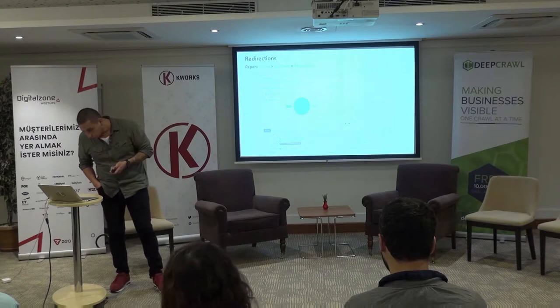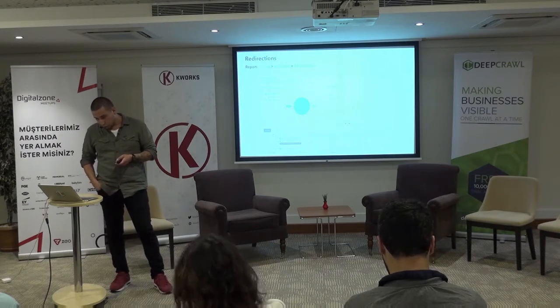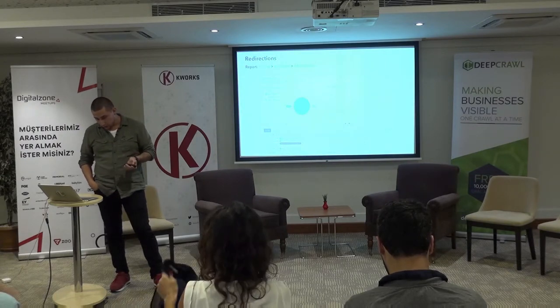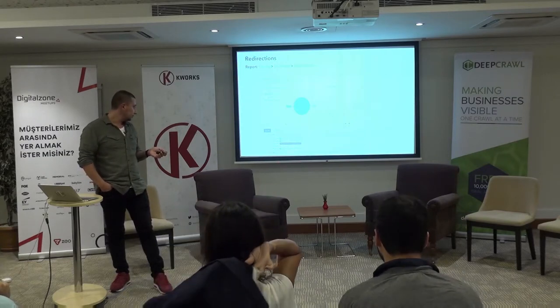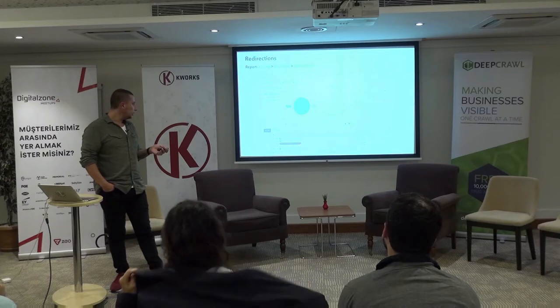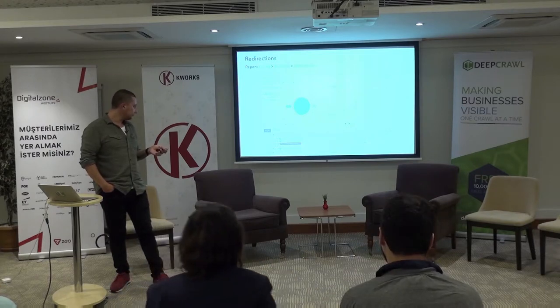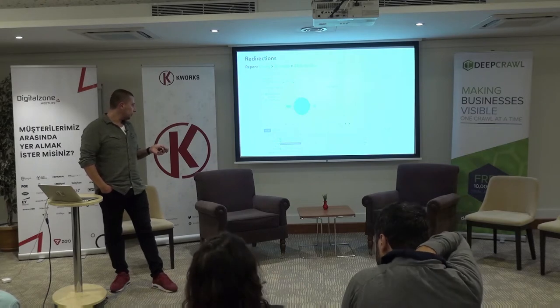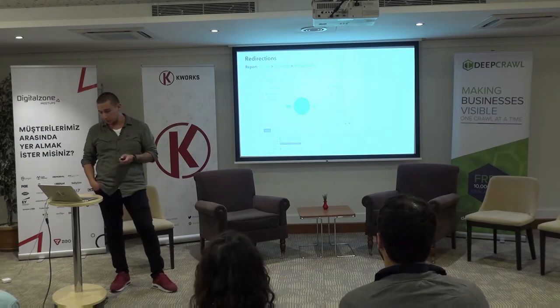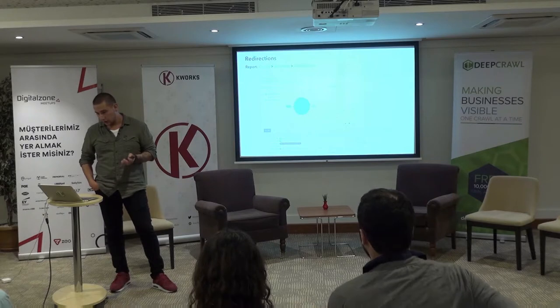Bunları mümkünse, örneğin buradaki örnekte bizim içeriklerimizi barındırdığımız bir site haritasında indekse kapattığımız bir sayfayı, 300 yanıtı veren bir sayfayı biz burada bağlantılıyormuşuz. Bu site haritasından bunu kaldırmamız gerekiyor ki Googlebot'u gereksiz yere bu sayfalarda dolaştırmayalım.